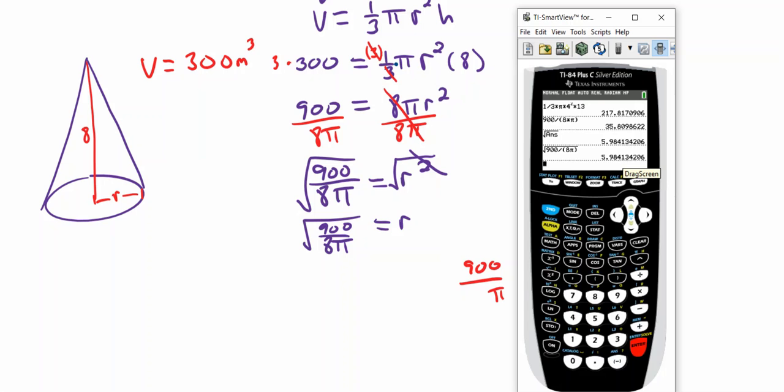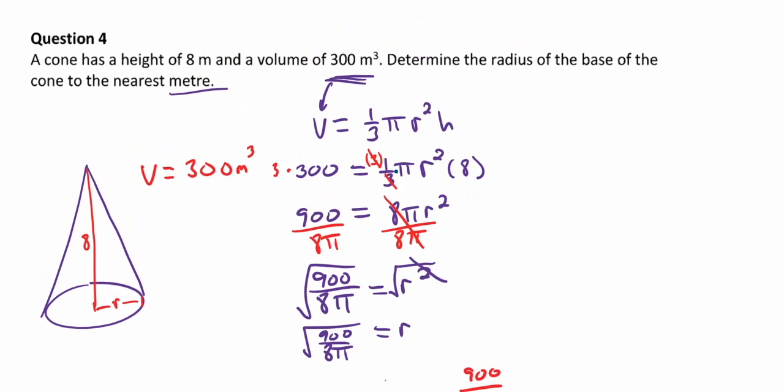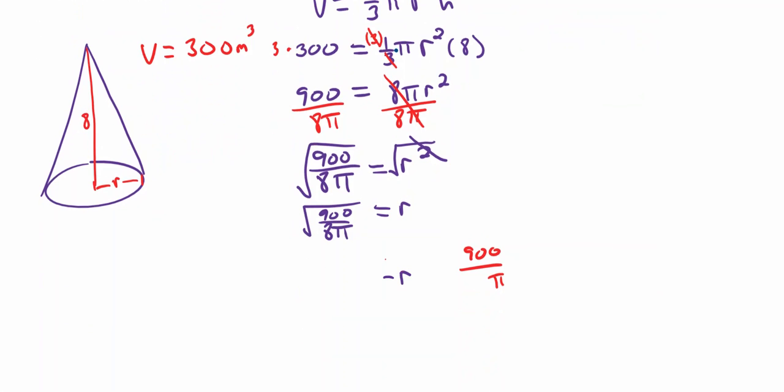So 5.98, and it wanted it to the nearest cubic meter, right? So 5.98 would just round up to 6 meters cubed. Or, no, sorry, meters, not cubic meters. Just 6 meters is equal to r.